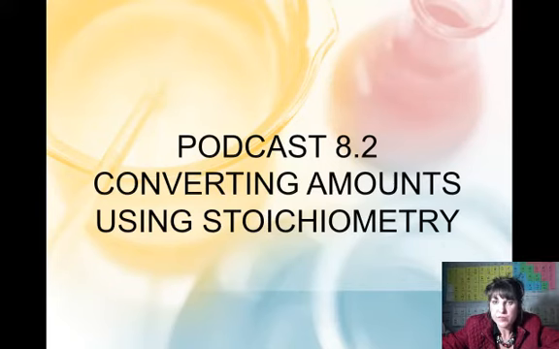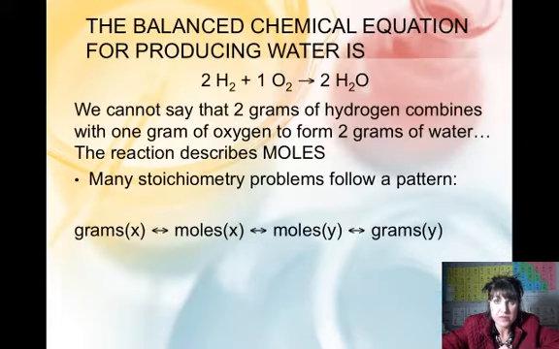This is podcast 8.2, and our focus today is bringing it all together. Unit 6 was about converting amounts of substances from moles to mass to liters and so on, and Unit 7 was about balancing equations. So now we're going to use a balanced equation to convert amounts through stoichiometry. So let's get right to it.